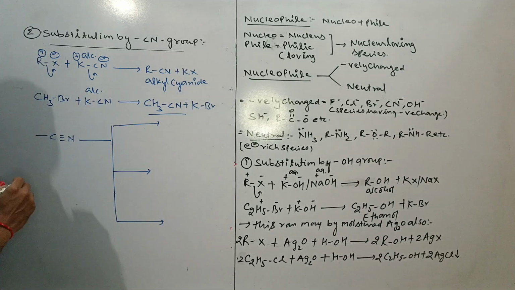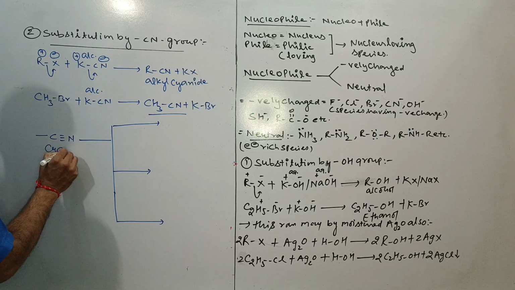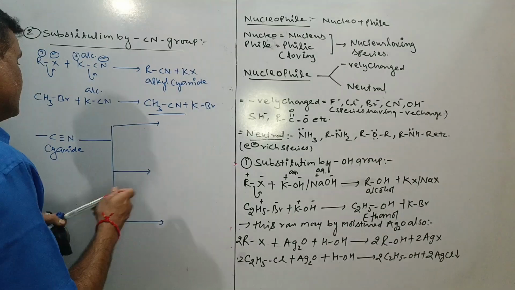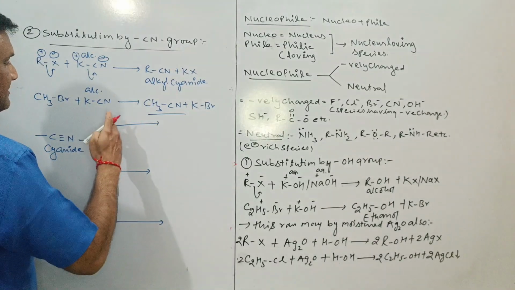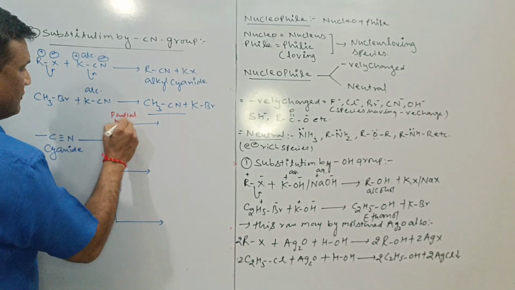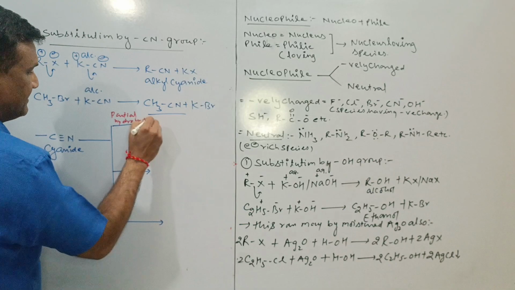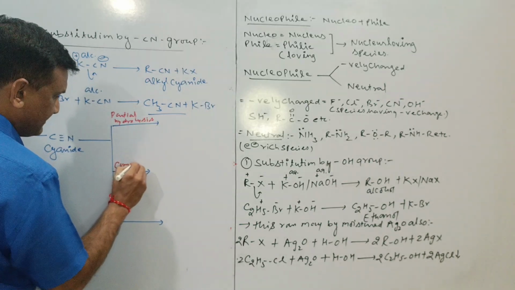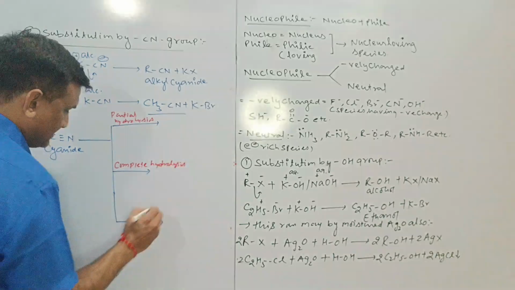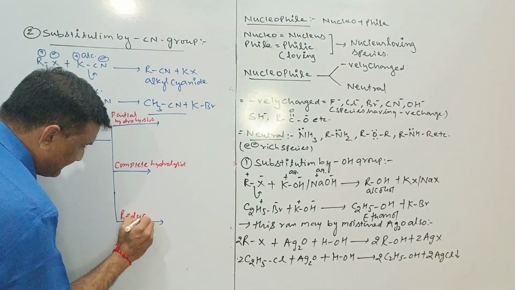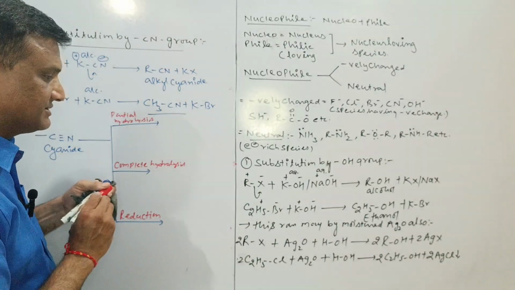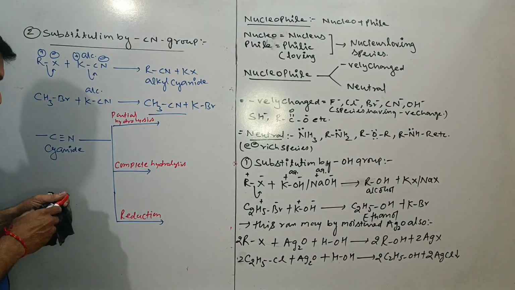These are the three parts regarding cyanide. It means one functional group can be changed into more than one type of functional group. Suppose you take just partial hydrolysis, this is the partial hydrolysis. This is the complete hydrolysis, and this is the reduction.